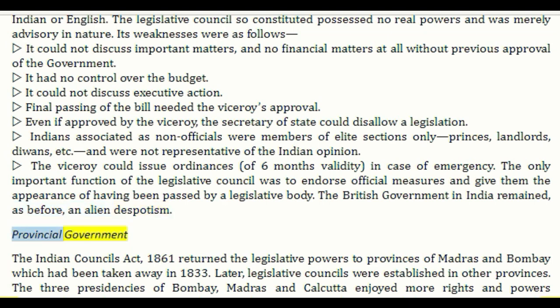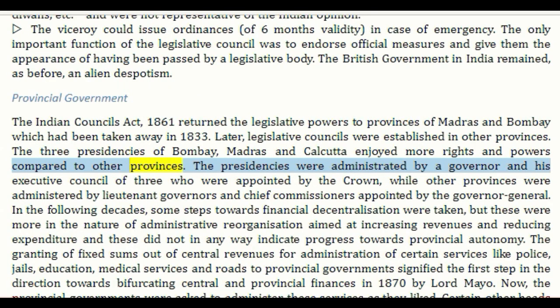Provincial government. The Indian Councils Act 1861 returned the legislative powers to provinces of Madras and Bombay, which had been taken away in 1833. Later, legislative councils were established in other provinces. The three presidencies of Bombay, Madras and Calcutta enjoyed more rights and powers compared to other provinces.